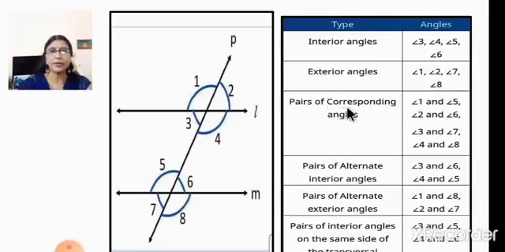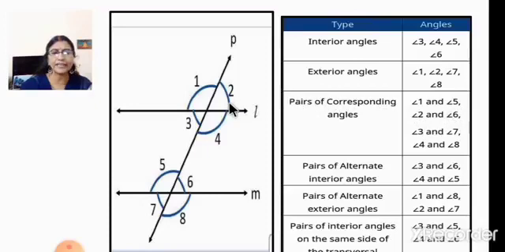Then we have learnt about pairs of corresponding angles. So which are corresponding angles? Let us see first. If we take angle 1, which is on the left side of the transversal, you can see here this is the transversal. So it is on upper left side. In the same way, here we will see, because they have different vertex, this is one vertex, this is another vertex. So we will take angle 5. You can see here this is on upper left side, this is also on upper left side. So angle 1 and angle 5.